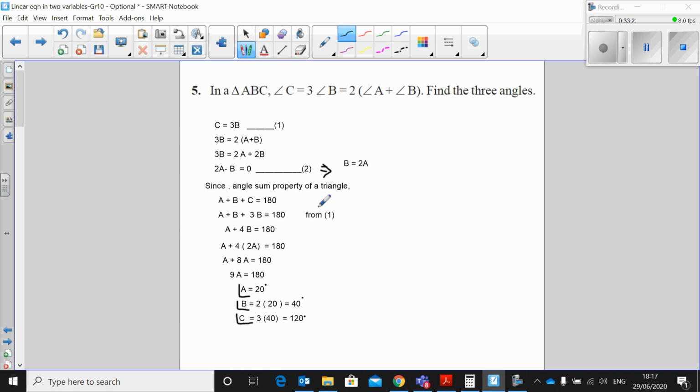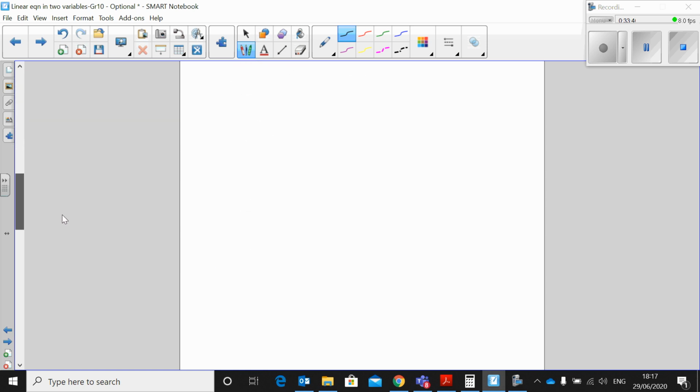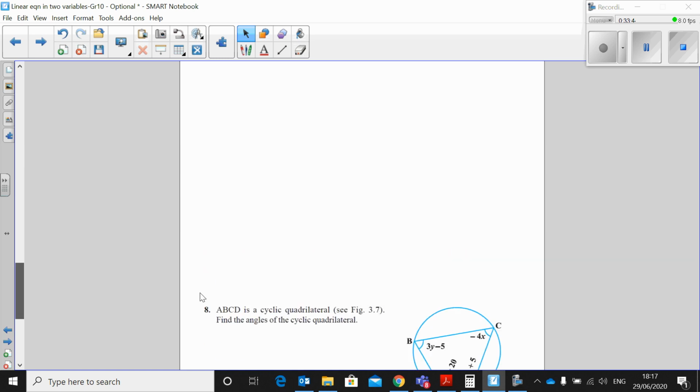Simple calculation. Even this sum you can do by elimination method. It's not a problem. I just completed it by the substitution method itself, because C equal to 3B, 2A minus B equal to 0, B equal to 2A. We got it using the substitution method. Okay. Any doubt? Can we move on to the next sum? Next is cyclic quadrilateral. Let us see the 8th sum in this exercise.